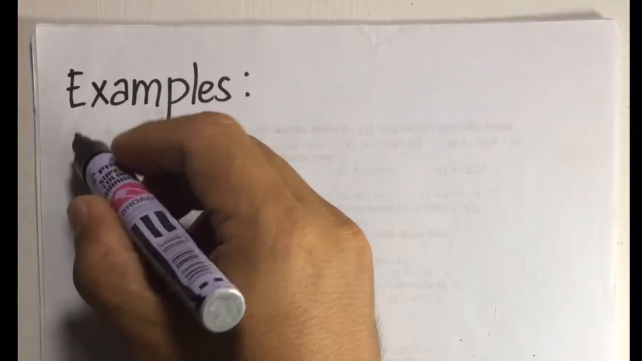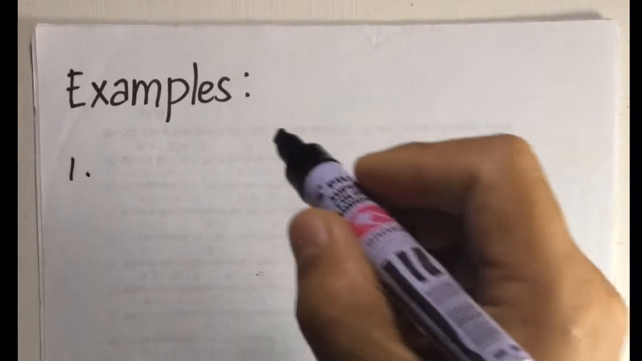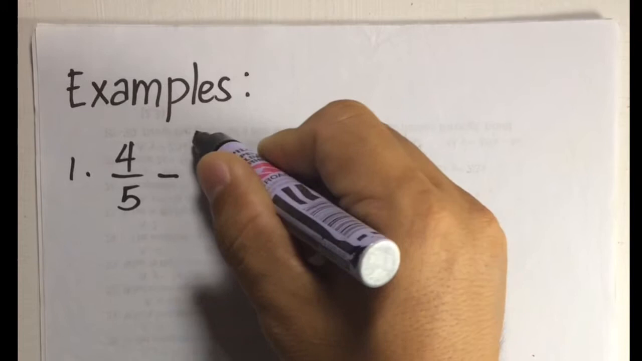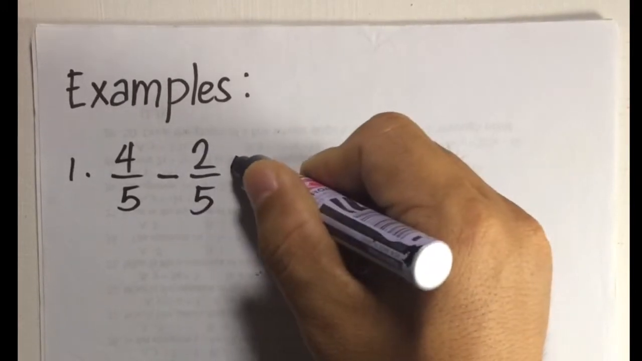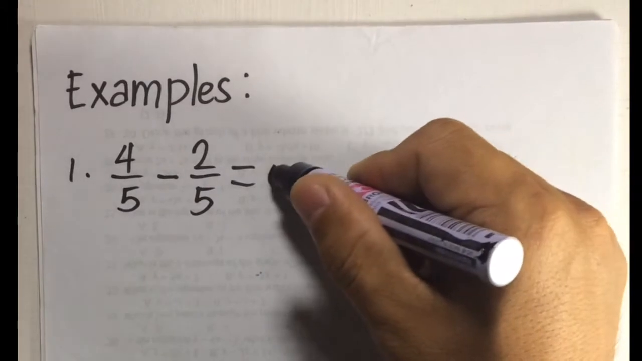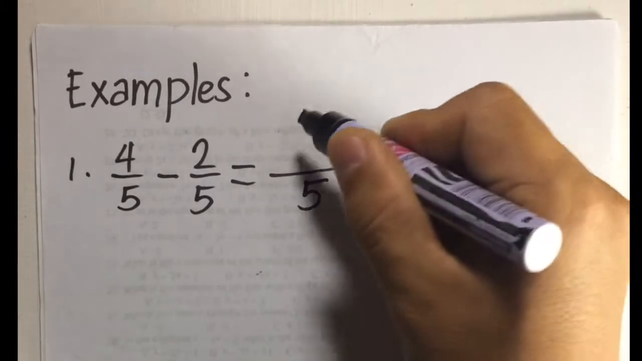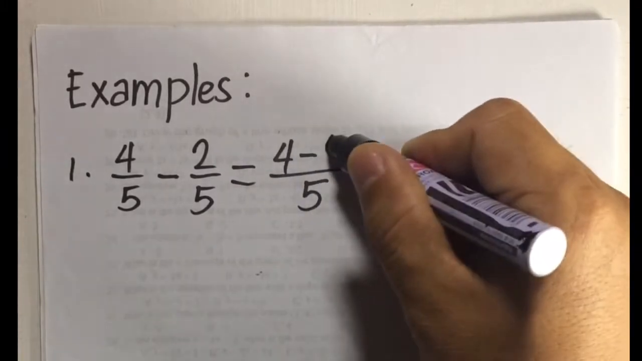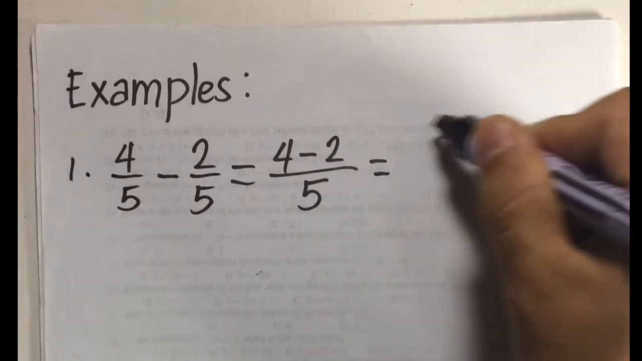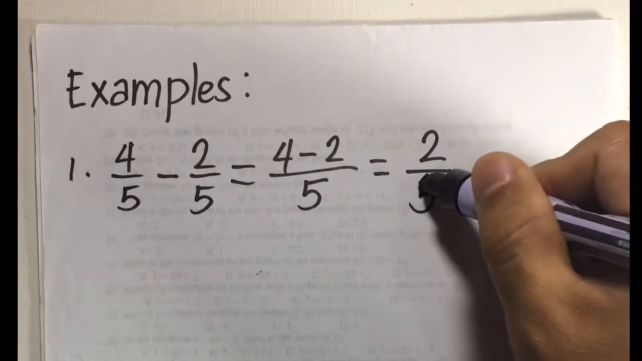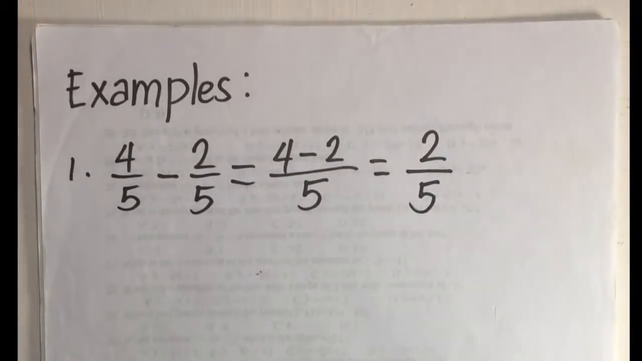Let's have some examples. Let's have first subtraction of similar fractions. Number 1. Let's have 4/5 minus 2/5. So we're going to copy the denominator 5, then subtract the numerators. 4 minus 2. 4 minus 2 is 2. Then we're going to copy the denominator 5. So 4/5 minus 2/5 is equal to 2/5.